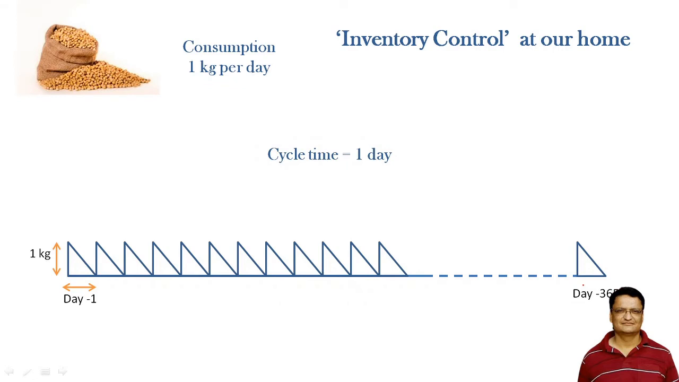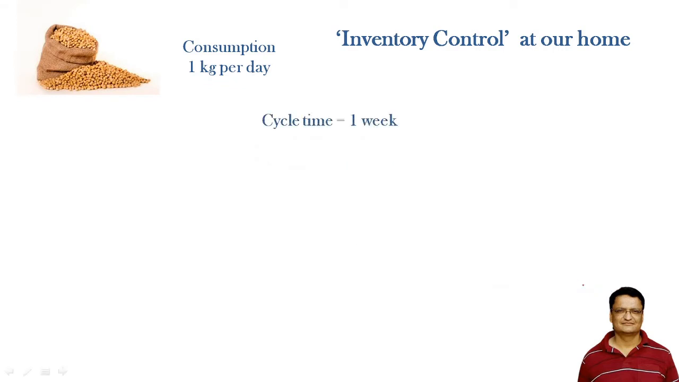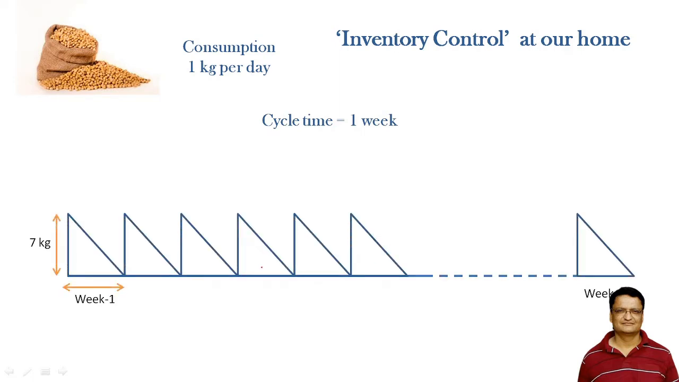What could be a different approach? Let us say the second approach is a week cycle time. So I have a cycle time of 1 week. On the very first day of the week I purchase 7 kg of grain, which is sufficient for me for a complete week, and on the first day of the second week I will again purchase 7 kg of grain that will be sufficient for that week, and this cycle will continue for a complete 52 weeks, for a complete 1 year. So I will need to make 52 purchases in a complete 1 year.